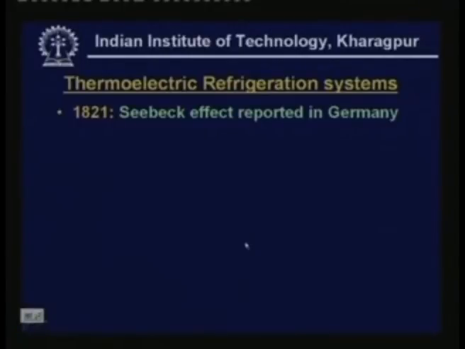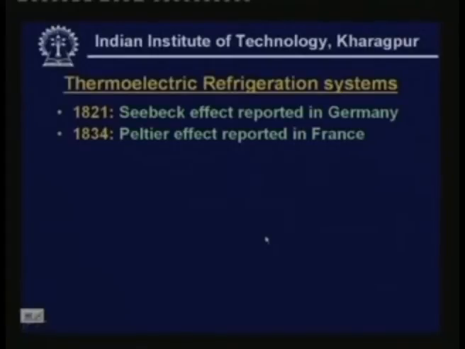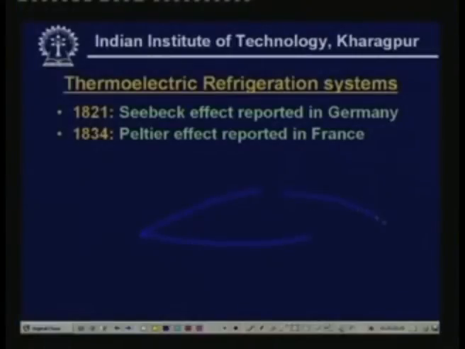Next, Peltier found an effect which is the reverse of the Seebeck effect. This happened in 1834. So let me explain what the Peltier effect is. You have seen the Seebeck effect, and let us look at the reverse, the Peltier effect. That means you have, let us say, again two different materials A and B.